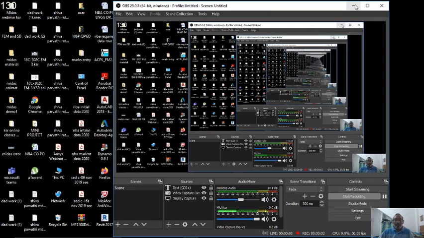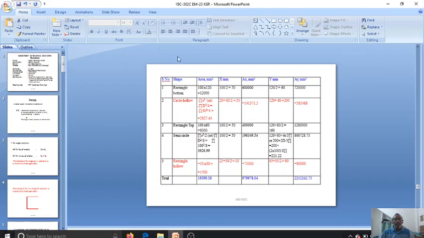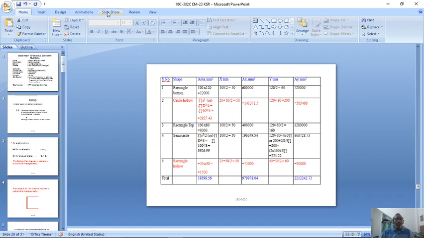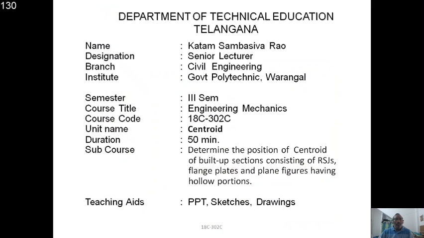Dear friends, today we are going to discuss determining the position of the centroid of built-up sections consisting of RSJs, flange plates and plane figures having hollow portions.